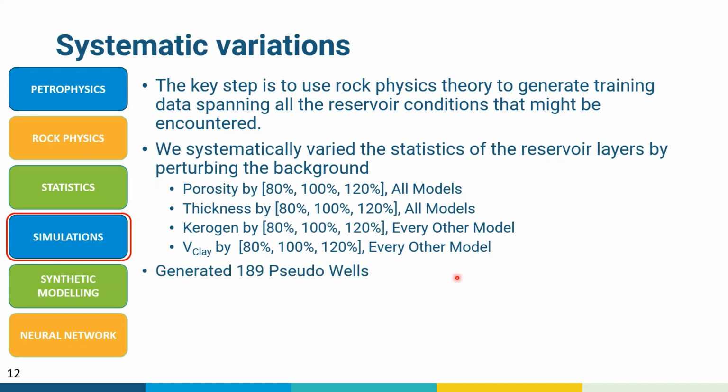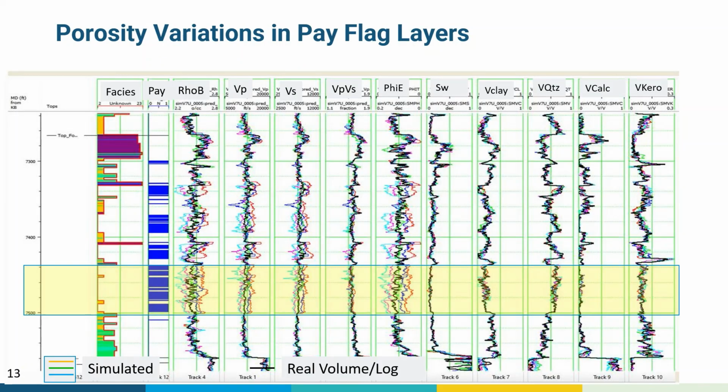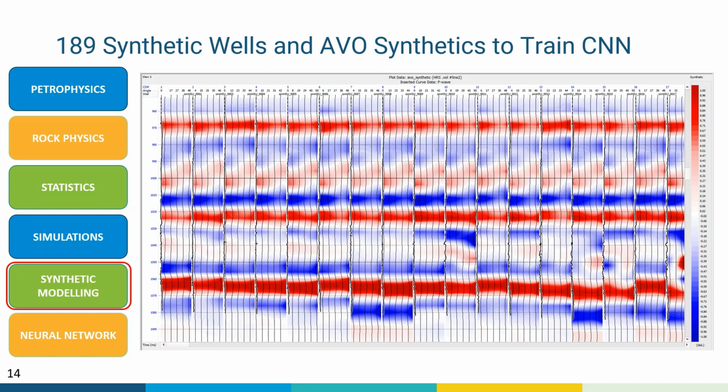So we generated 189 pseudo wells. We first generate the petrophysical curves, and then using the rock physics relationship, we then generated the elastic curves. So this just shows a subset of this where we've varied the porosity, and then along with the other petrophysical curves, we calculate the P velocity, the S velocity, and the density. And then for each one of those pseudo wells, we generate synthetic gathers using a convolutional modeling scheme and the Zoeppritz equations.